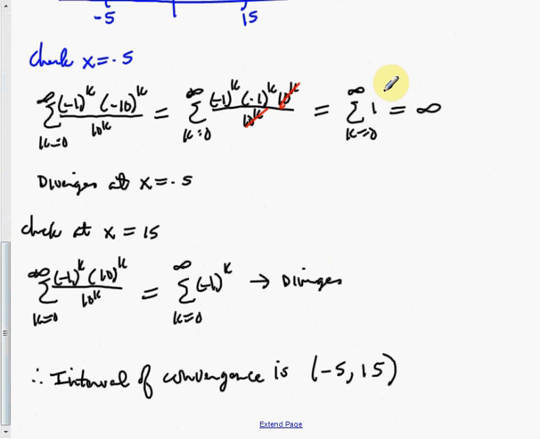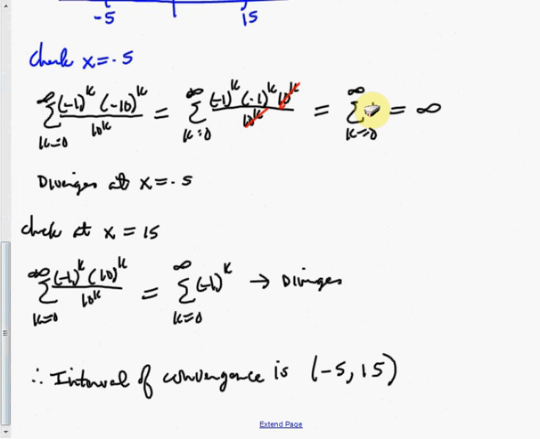You said right here 1 to the k. It's just 1 plus 1 plus 1 plus 1 plus 1 plus 1 plus 1 plus 1 plus 1, right? That's what that is. And that's equal to infinity. Because if you notice that everything here canceled out, right? Negative 1 to the k times negative 1 to the k is just 1, right? And then 10 to the k divided by 10 to the k is just 1. So it's a summation of 1. So you're adding up 1 infinitely many times.